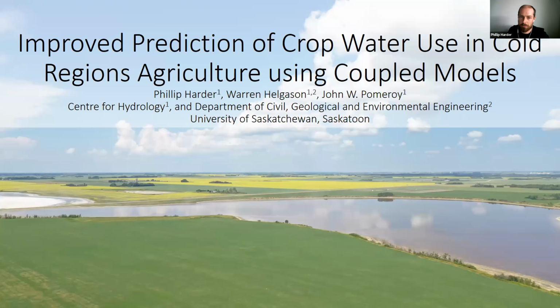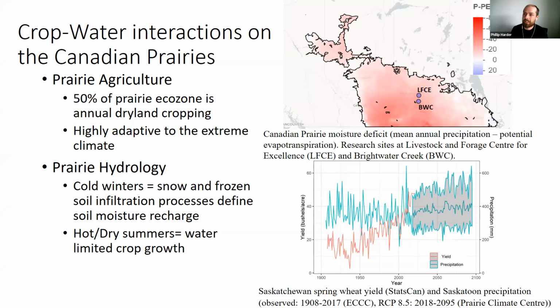All right. You can see my screen, but yes, I'm Philip Harder, and I'm going to be talking about some of the work around improving some of the predictions of crop water use in cold regions agriculture. And this is work that I've been doing with Warren Helgeson and John Pomeroy through the Ag Water Futures project. And so, thanks for setting it all up. It gets rid of a lot of things I need to talk about.